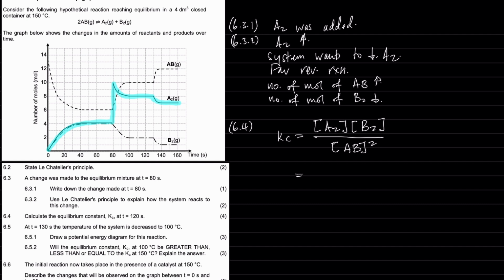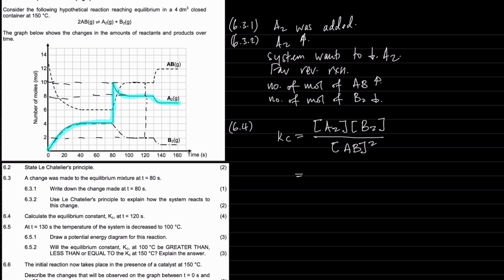Next, we need to work out our concentrations. Well, at T equals 120 seconds, we can read the number of moles from the graph. So there, then 120 seconds is here, and 120 seconds is here.